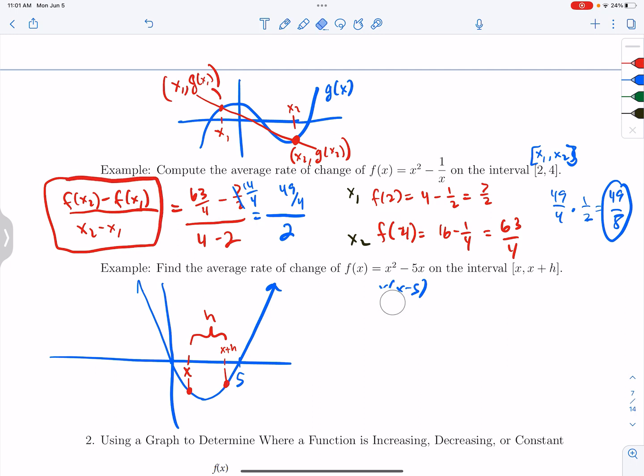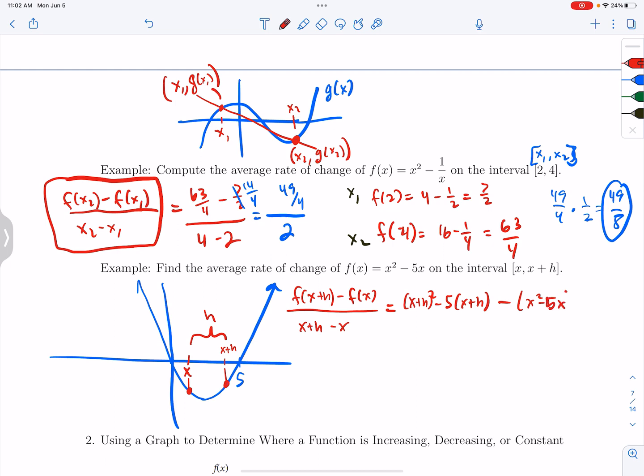Okay, so this will be a little bit more complicated, but we can do it. So f of x plus h minus f of x divided by x plus h minus x. All right, so f of x plus h, so what that means is I'm going to input x plus h into this function wherever we see x. So x plus h squared minus 5 times x plus h minus, now I'm just putting x into the function, which is x squared minus 5x. And then in the denominator, those x's are going to cancel, so I'm just left with h.